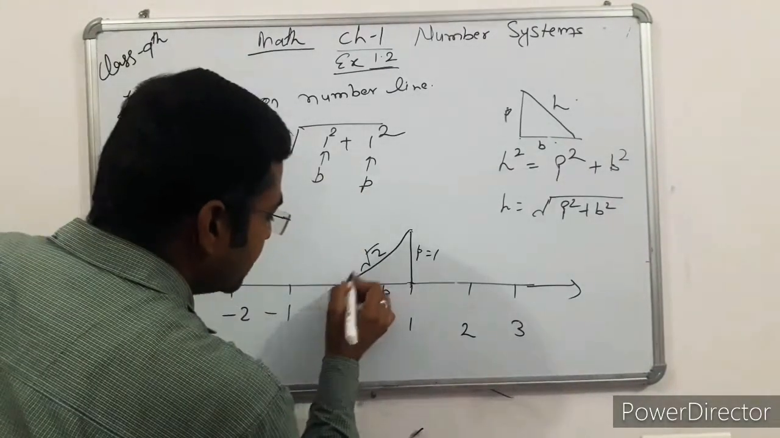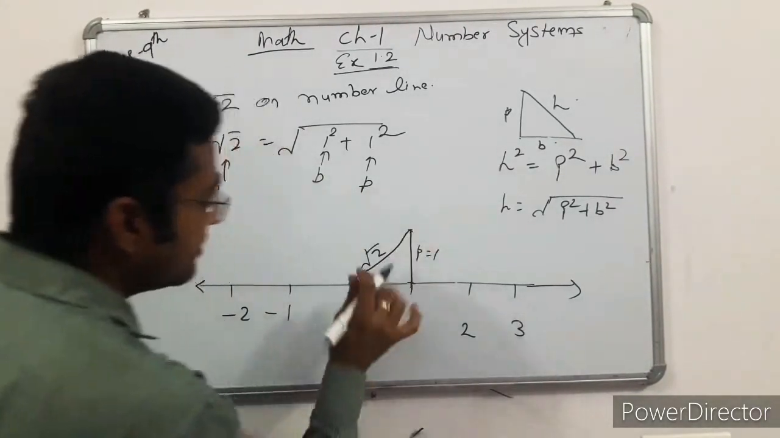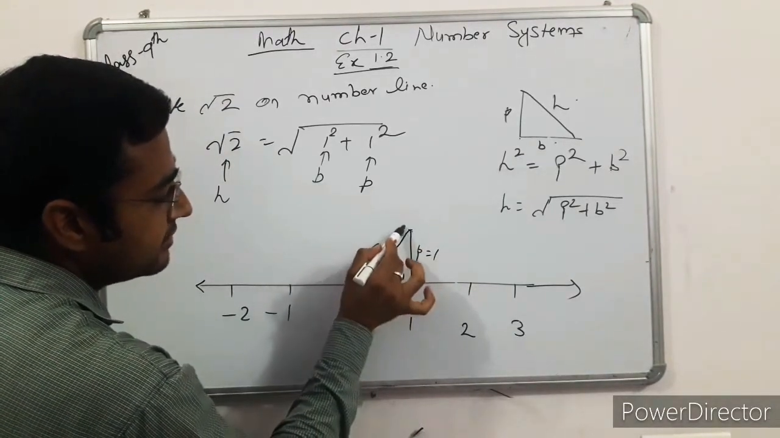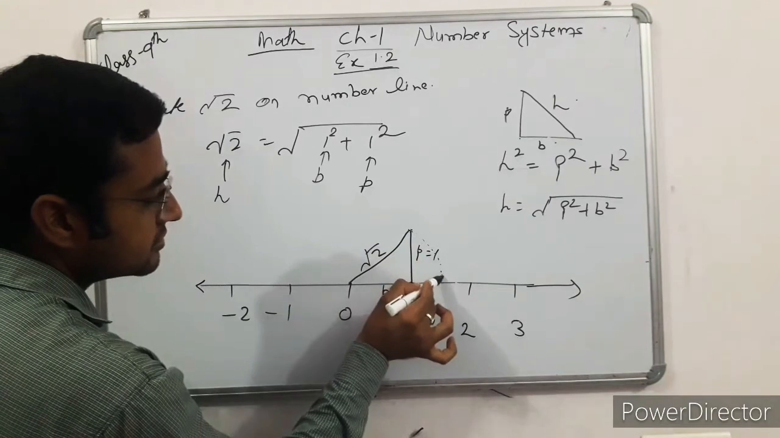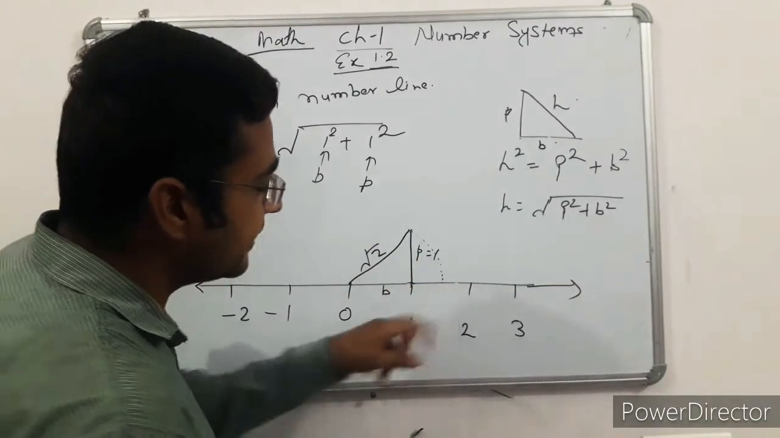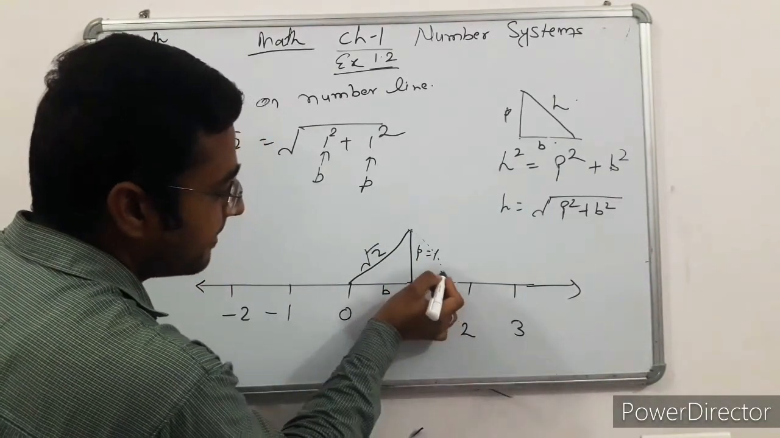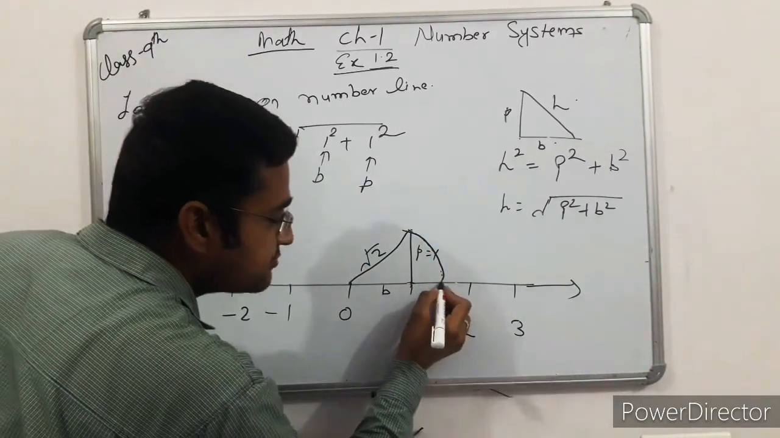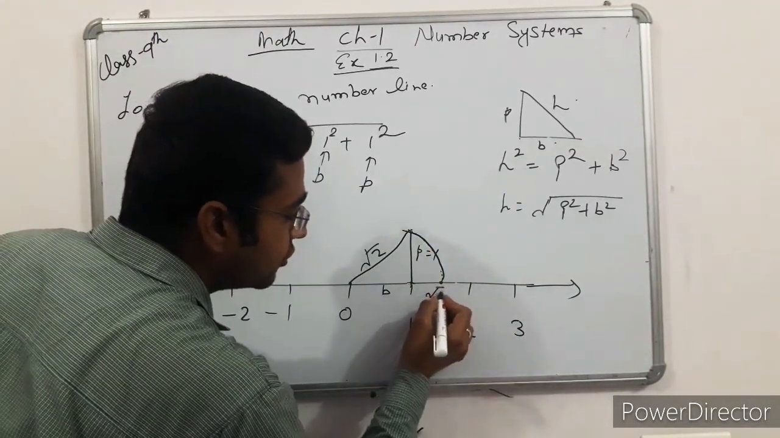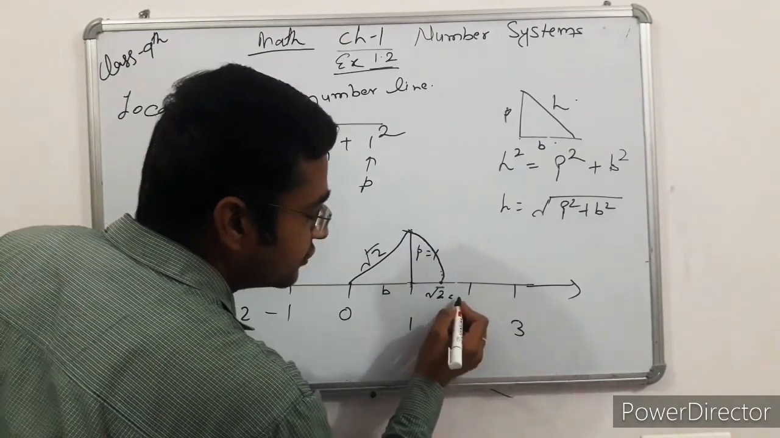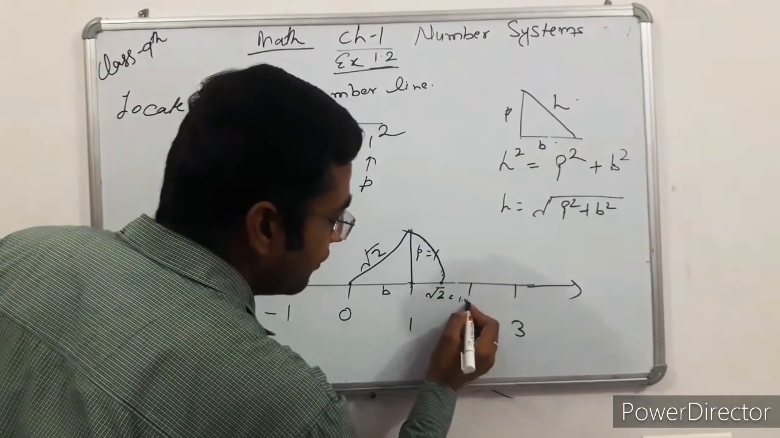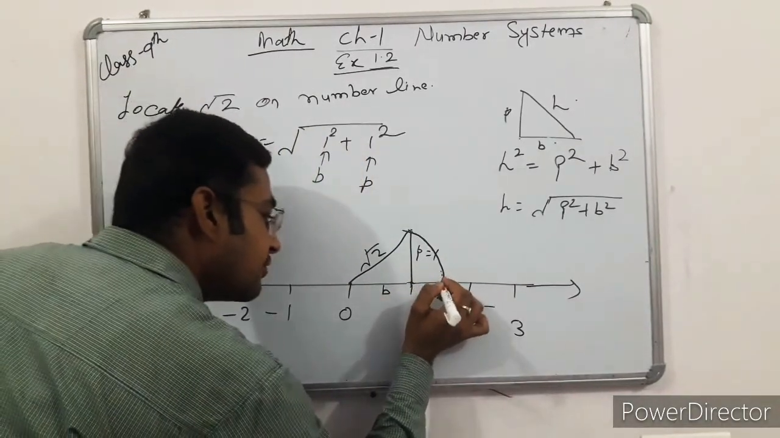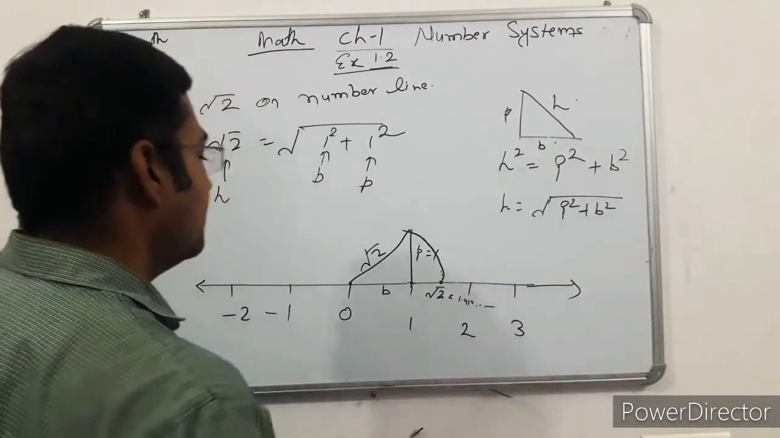Now from this point to this point, draw an arc. Just take a compass, open it and draw it. It will meet the number line here, at this arc. It means this point represents root 2. And we know the value of root 2 is 1.414 and so on. So this point is root 2.